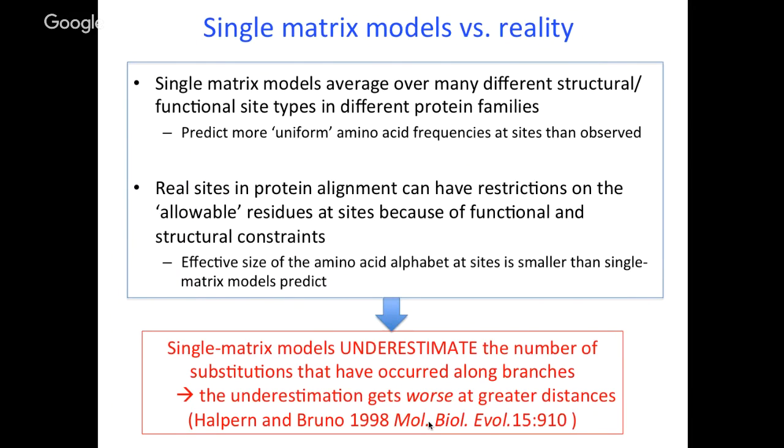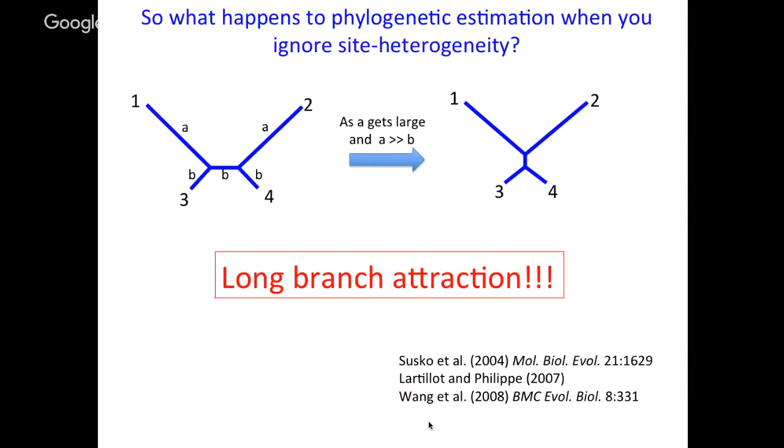It was shown by Halpern and Bruno in 1998 that single matrix models underestimate the number of substitutions that occur along branches. And the underestimation gets worse at greater distances. So that causes a problem for phylogenetic estimation.